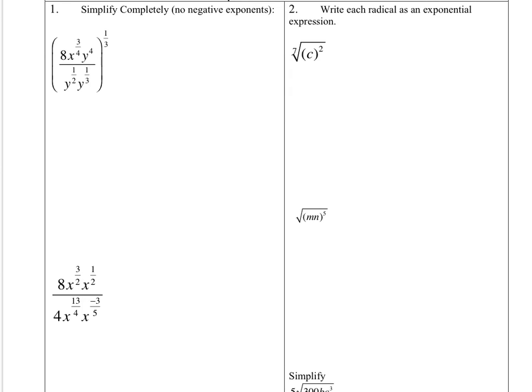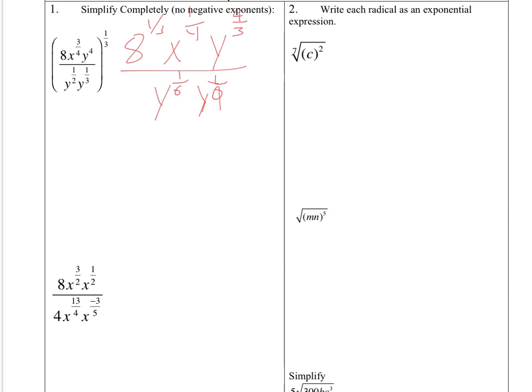So we're going to go 8 to the 1/3. We're going to go 3/4 times 1/3 is going to be 1/4, so x to the 1/4. And y to the 4 times 1/3, that's going to be 4/3. On the bottom, we've got y to the 1/2 times 1/3 is going to be 1/6. And then we've got y to the 1/3 times 1/3 is 1/9. This is kind of making me regret that I didn't do those common denominators first. But whatever, we'll keep going from there.